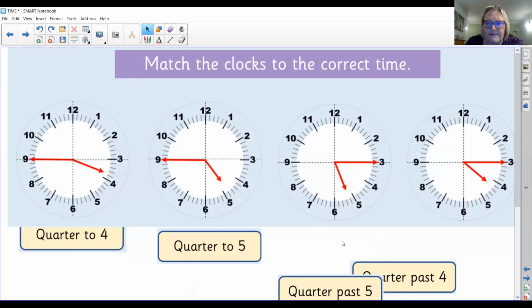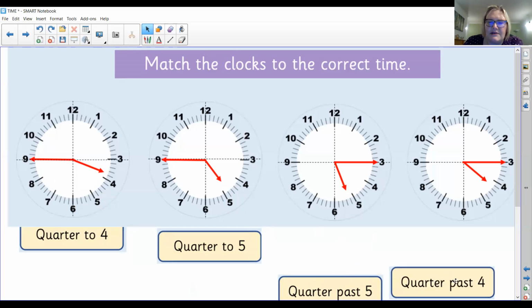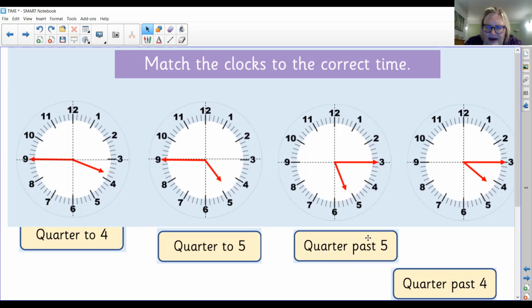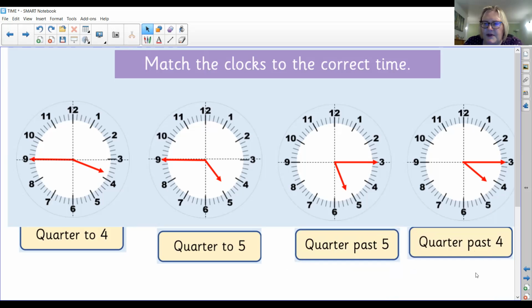Look at the third one. So look at the minute hand. Which number is it pointing to? It's pointing to the 3. So it must be a quarter past time. Then look at the hour hand. It's just gone past the 5, hasn't it? So it must be 5:15. And this one's just gone past the 4, so it must be 4:15.